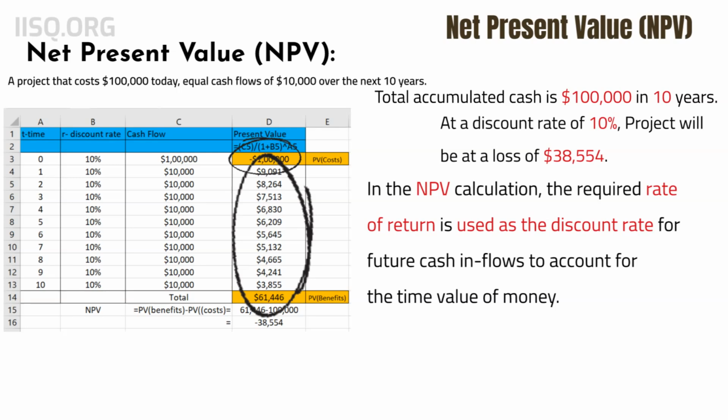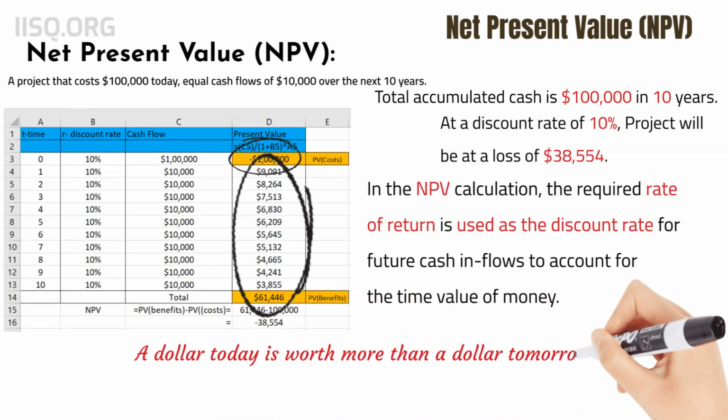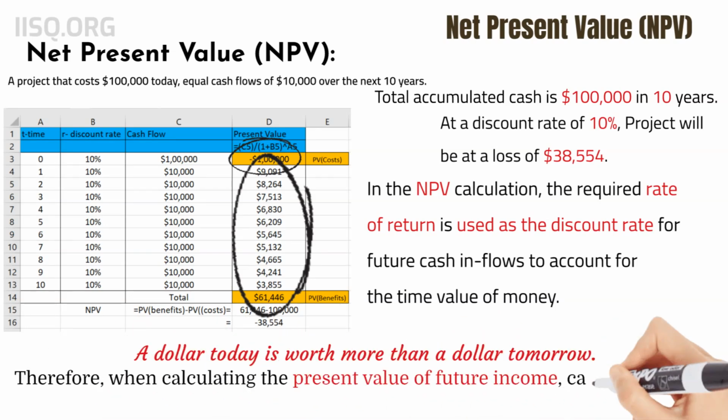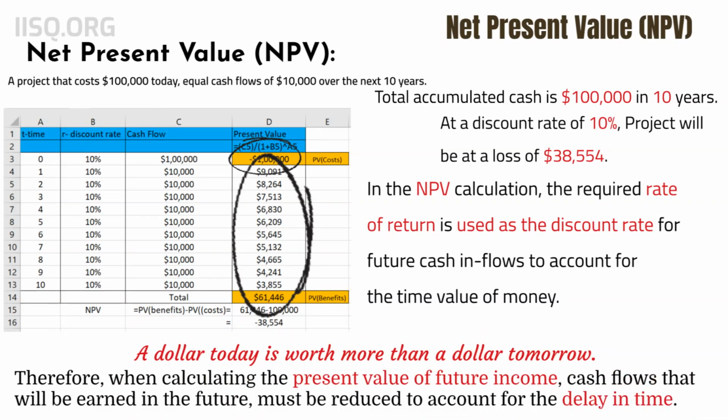In the NPV calculation, the required rate of return is used as the discount rate for future cash inflows to account for the time value of money. Remember that $1 today is worth more than $1 tomorrow. Therefore, when calculating the present value of future income, cash flows that will be earned in the future must be reduced to account for the delay in time.